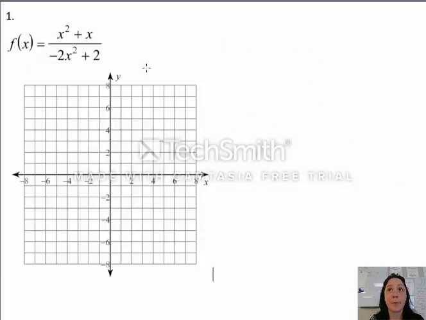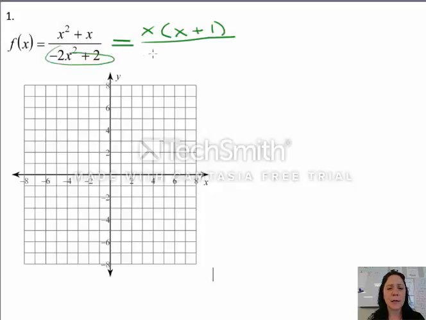All right, here's my first example problem, and it's not factored for you yet, so let's start with the factoring. I can factor an x out of the numerator, and that's going to leave me x plus 1. The most obvious thing to start factoring out of this denominator is negative 2. So we'll factor out a negative 2. That leaves me with x squared minus 1. And that is a difference of squares, so we're going to have to go on and factor it again.